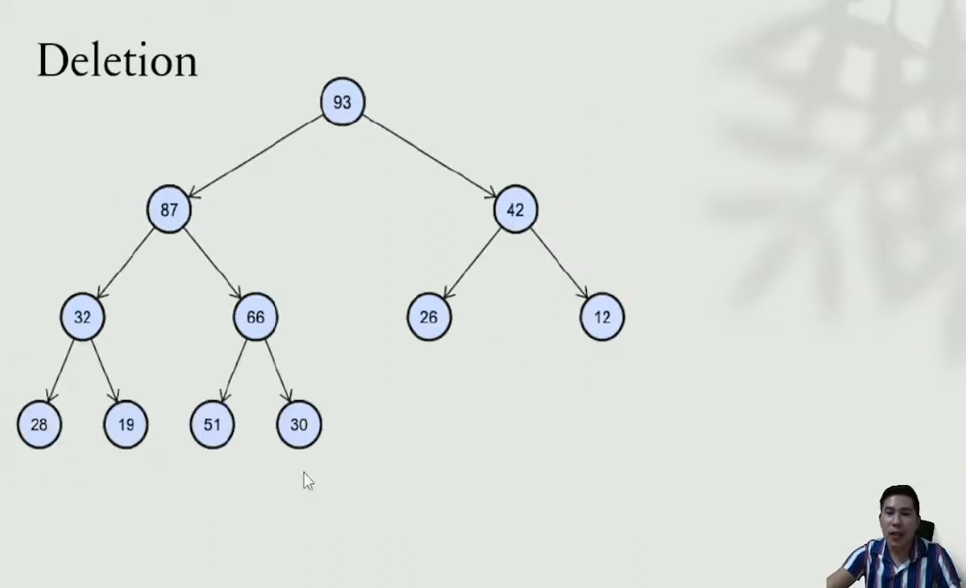Now let's talk about deletion. So how about the deletion algorithm? In deletion, the algorithm that is going to be followed is the same. Your tree should be a complete binary tree, and then secondly, the heap property.